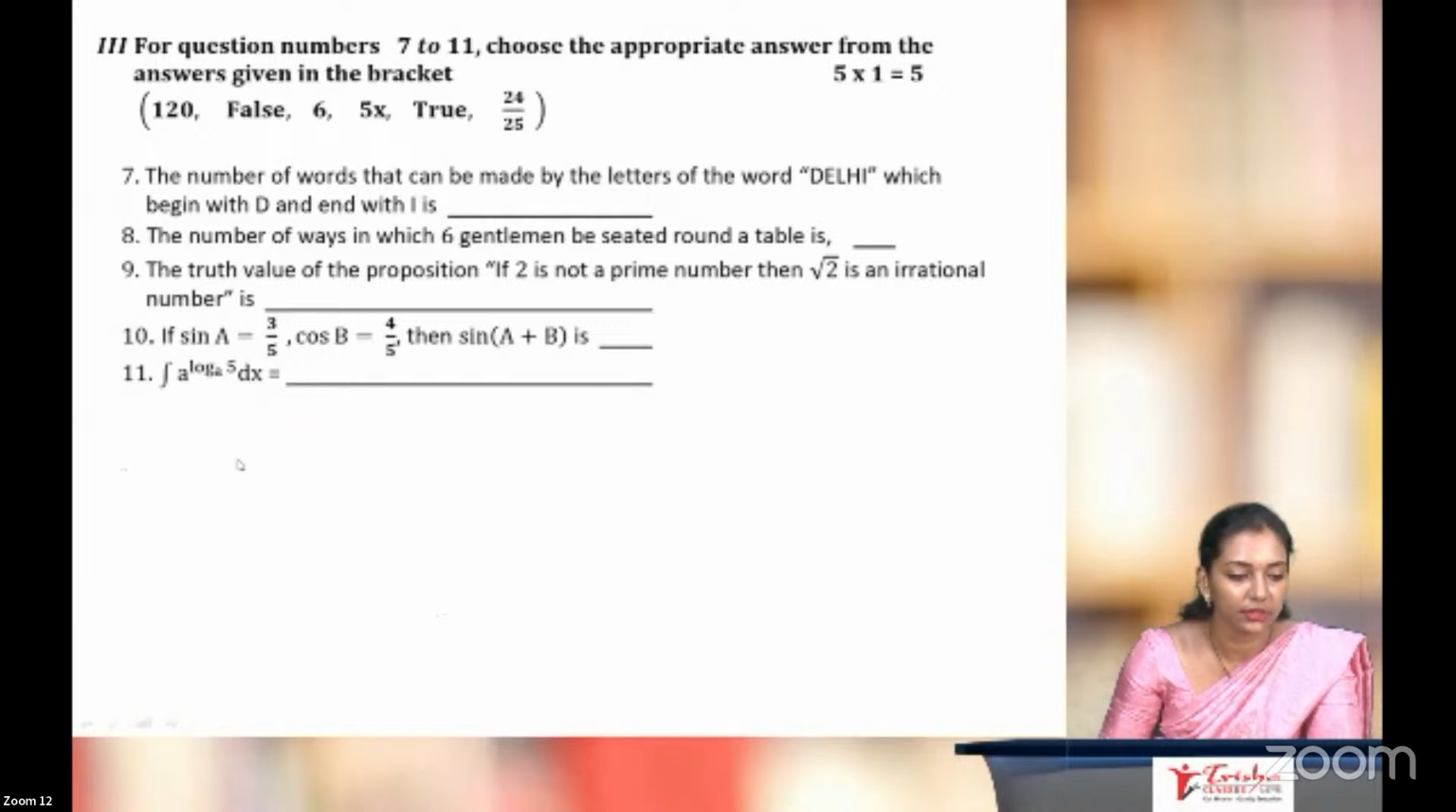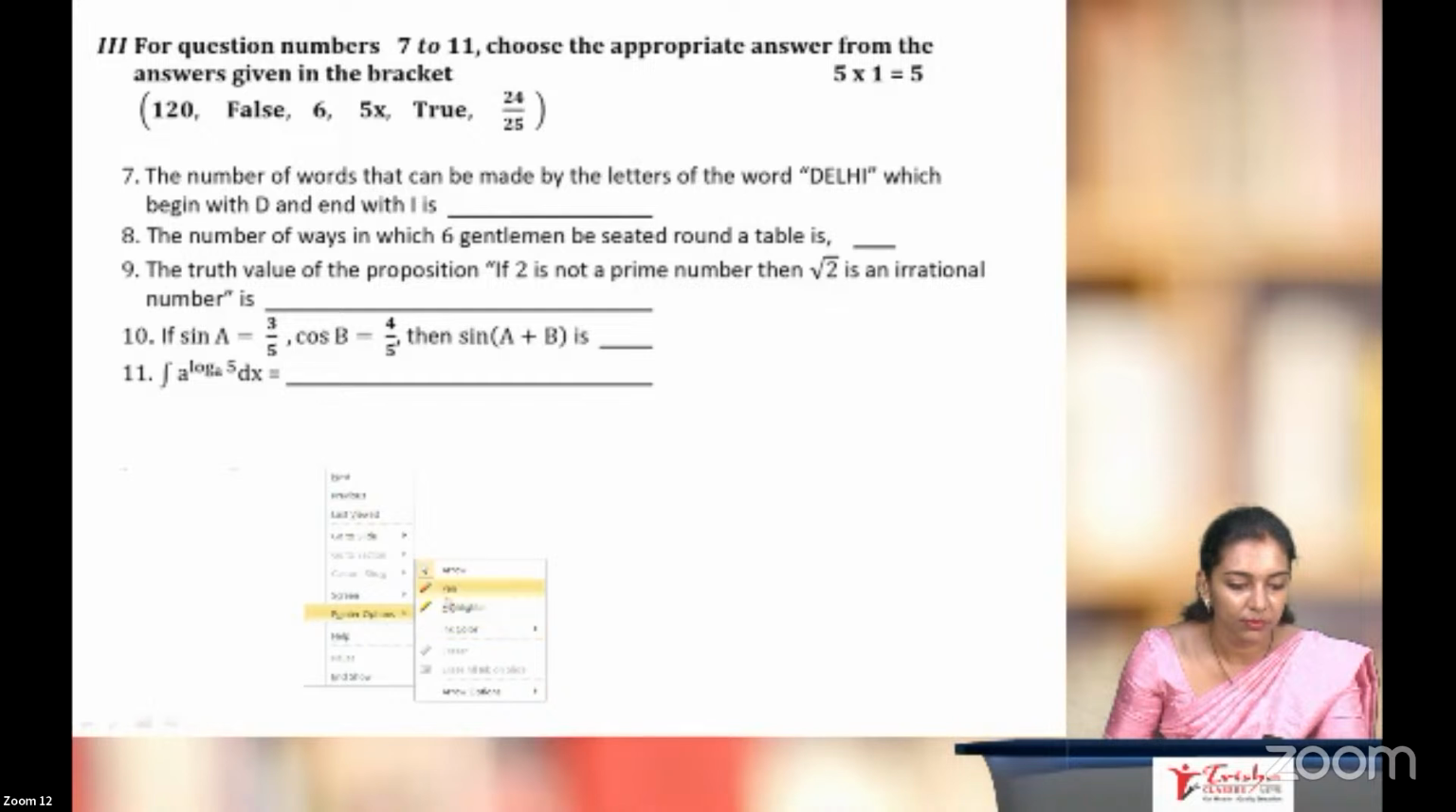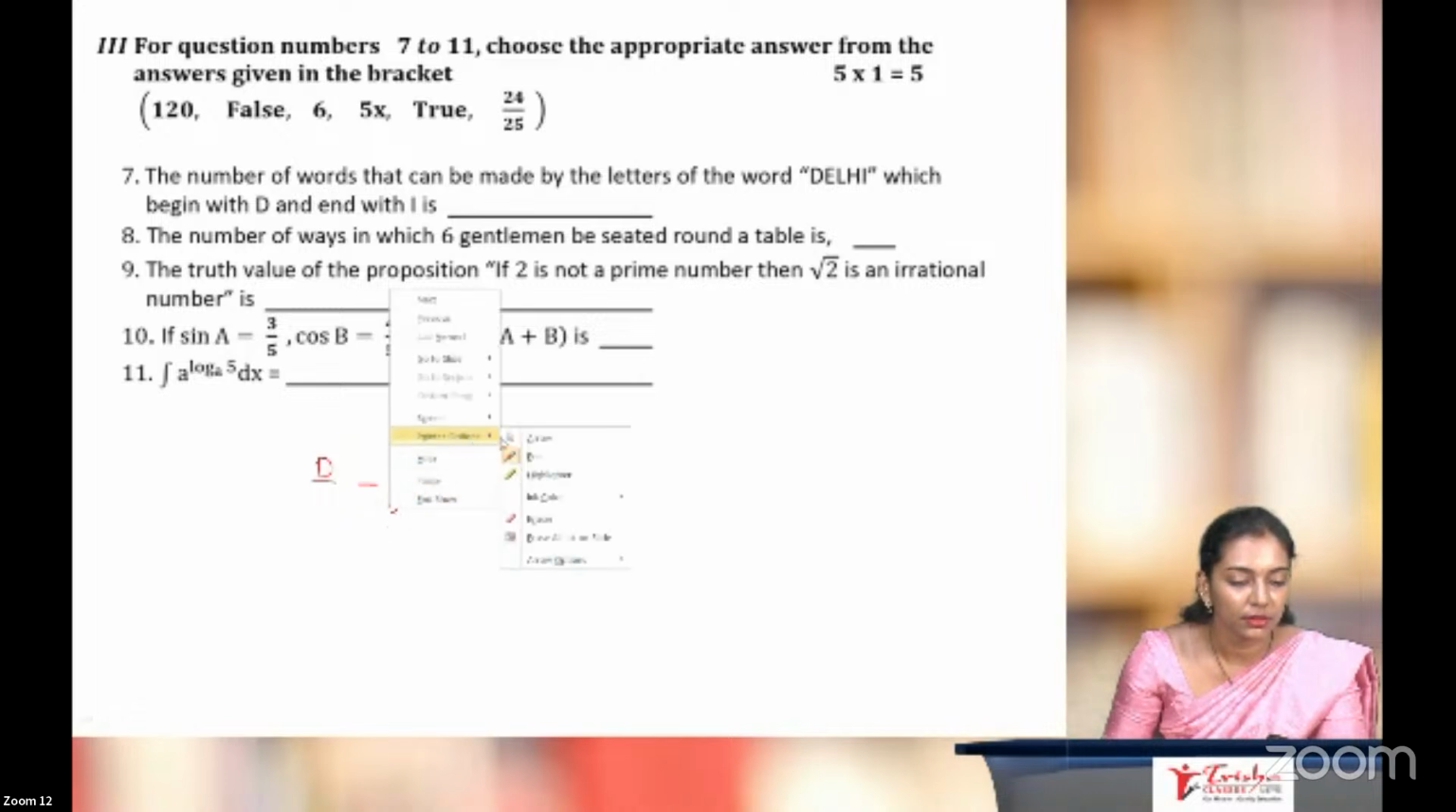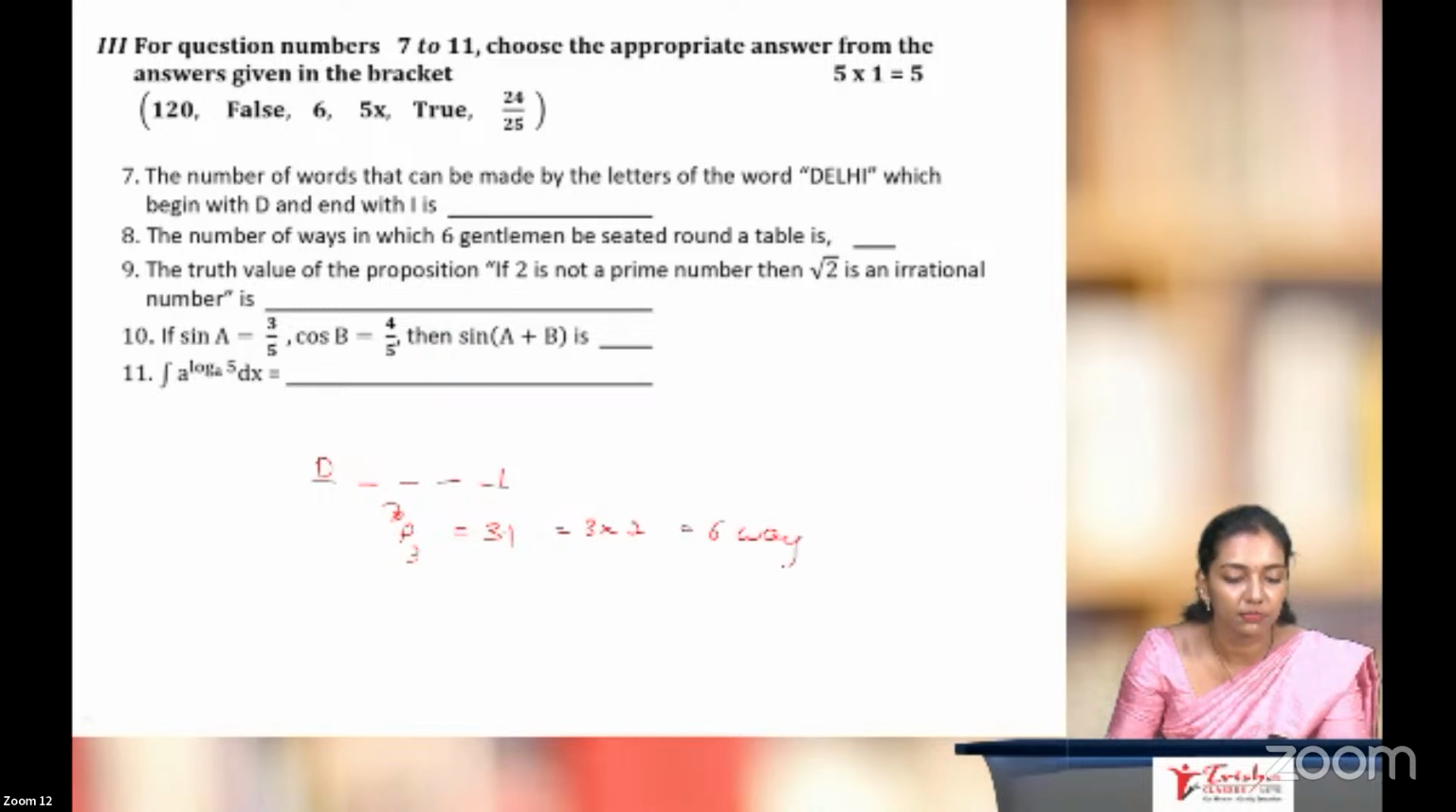So Delhi has 5 letters. So begin with D and end with I. Okay. So now you just have to place the rest of the letters E, L and H in the 3 places. Nothing but three letters you have and 3 places you have. 3P3. Nothing but 3 factorial. Okay. So 3P3, or it is 3 factorial, 3 into 2, so 6 ways. So this is the 7th option.